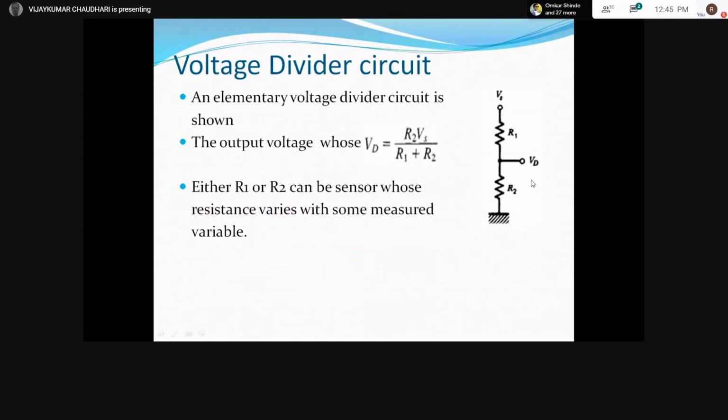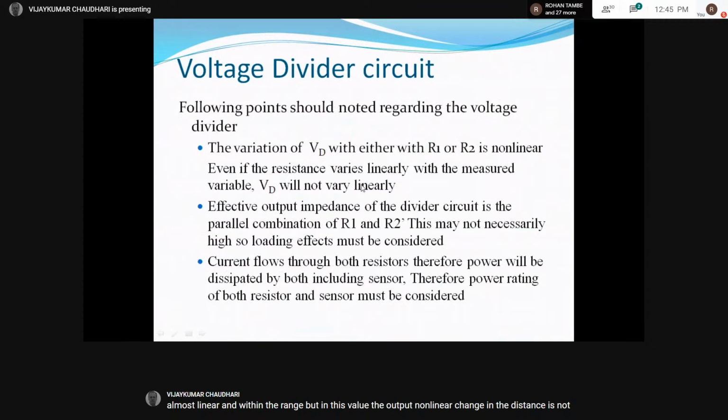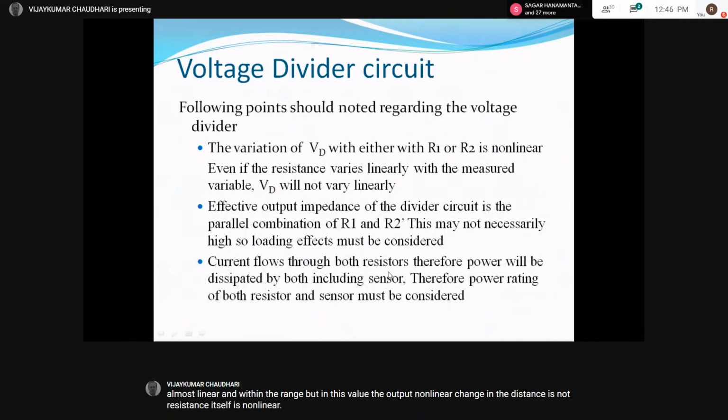Of course, the output impedance depends on the relative values of R2 and R1. So if they are comparable, then the output impedance can be low. So the loading effect will be there. Current flows through both the resistors and therefore power will be dissipated by both, including the sensor, and therefore the power rating of both sensor and resistor must be considered.